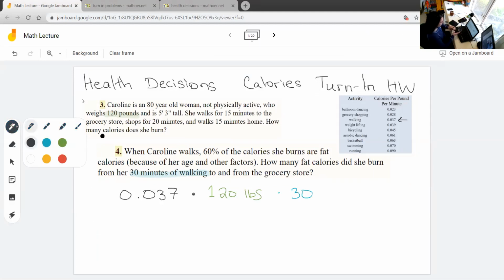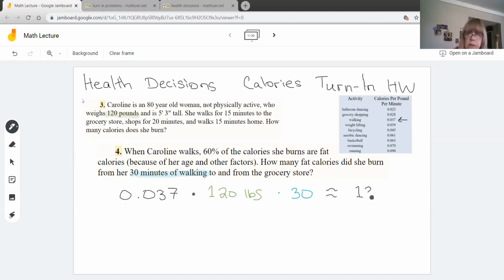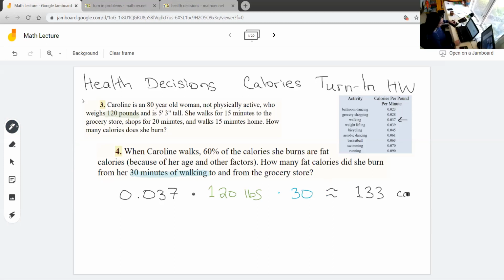So 0.037 times 120 times 30, I'm getting 133 calories. It's like 133 point something. And I'm rounding because, again, all of the health stuff isn't accurate to 1% anyway.